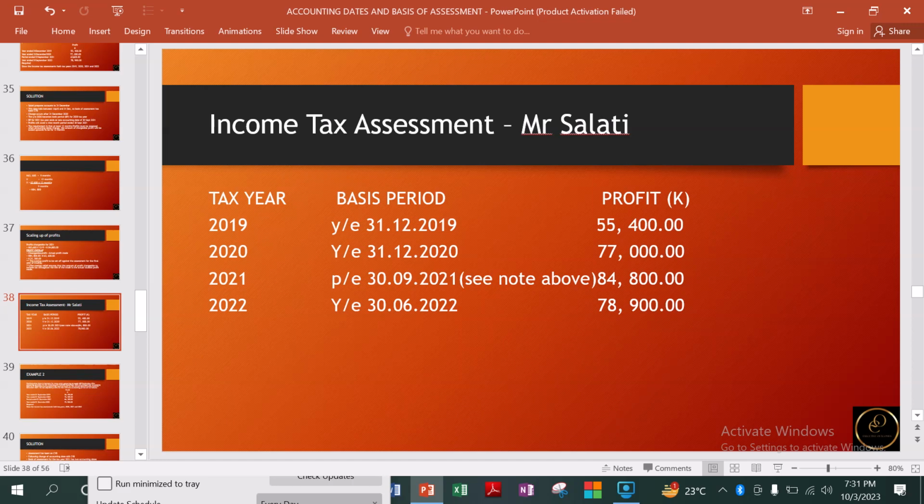Now when you look at this, the period up to 30th June 2022 also covers the 21,000 which has been stretched from 2021. That's why we talked about overlap of profit. It overlaps into 2022, so it's like taxing the amount twice. So that's what we have here.